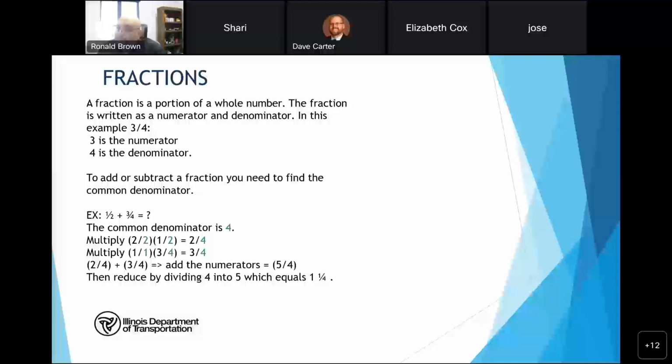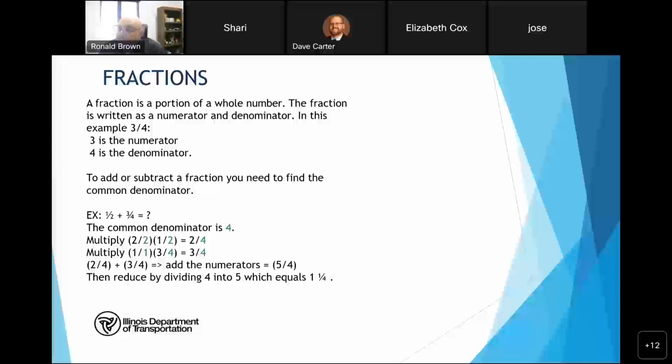So to add or subtract fractions, you need to find what they call the common denominator. In this example, 1/2 plus 3/4 equals question mark. The common denominator would be 4. So you would multiply 2/2 by 1/2 to equal 2/4. You would multiply 1/1 by 3/4 to equal 3/4.